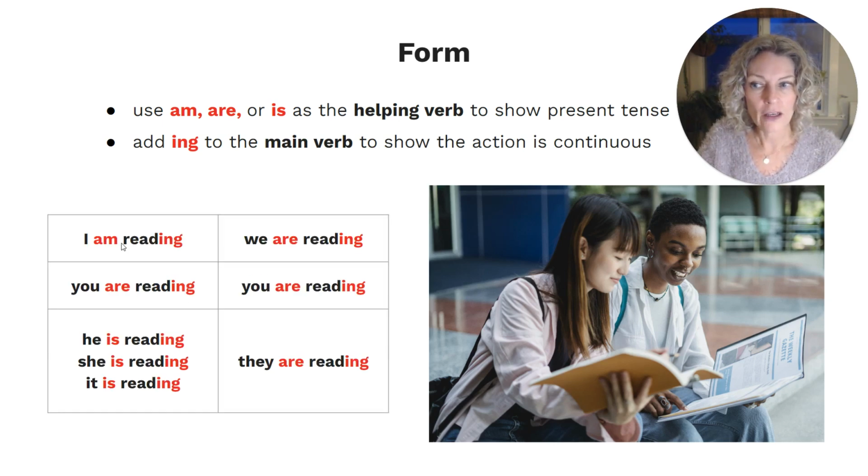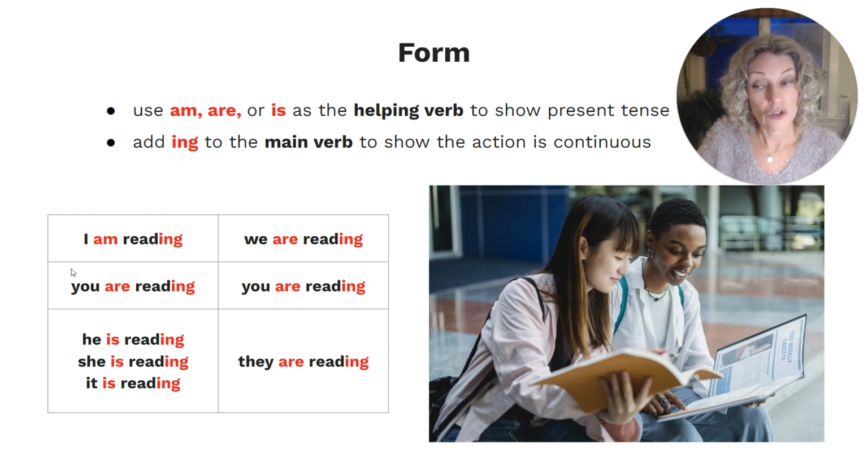So if we look at the verb read, if we want to put that into the present continuous tense, we need to use the helping verb be in the present tense, and we need to make sure it agrees with the subject. So if the subject is I, then the present tense of the verb be is am, and then we add ing at the end of the main verb. I am reading. So that shows continuous action because it ends in ing, and the helping verb shows present tense.